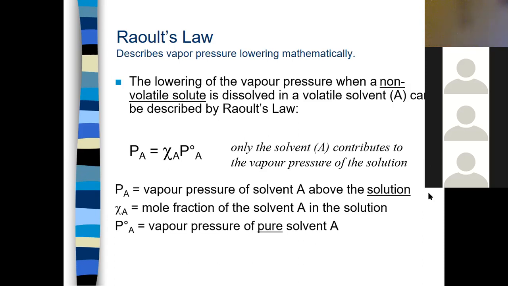If you're using Raoult's law to solve a problem, don't use subscripts like these. Don't just put A's in there. Put meaningful subscripts. So if you were talking about water, maybe you'd put a W instead of an A. So the A here is just a generic subscript. In an actual problem, put a subscript which is meaningful.